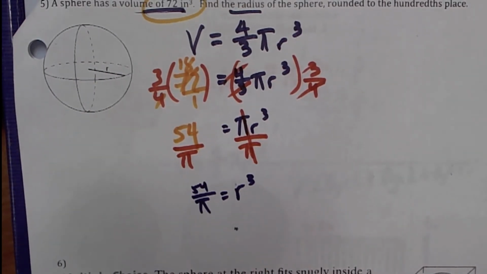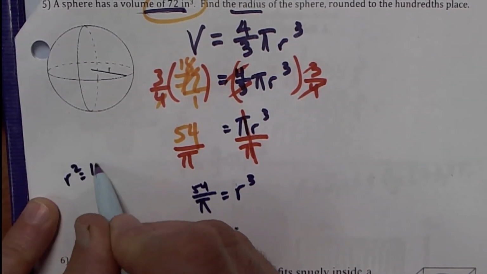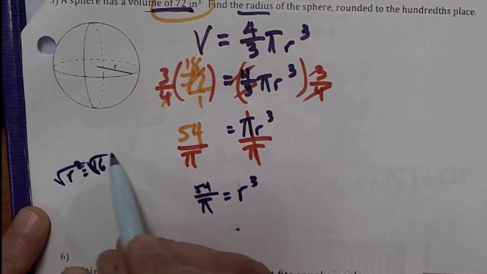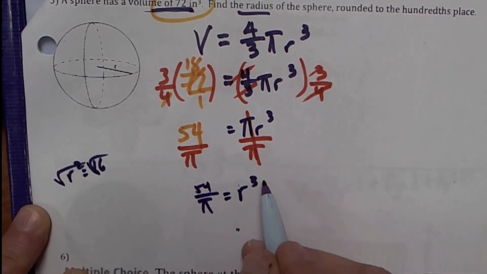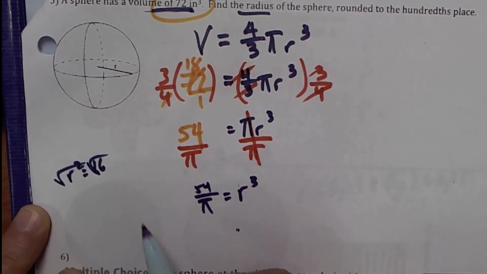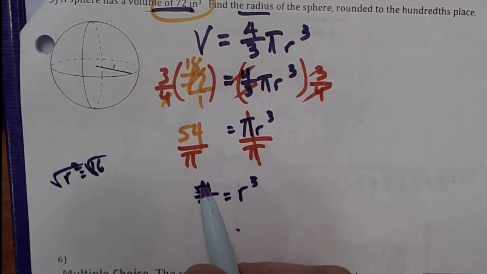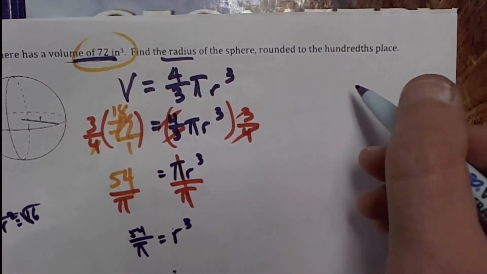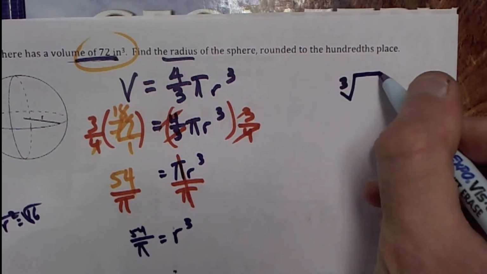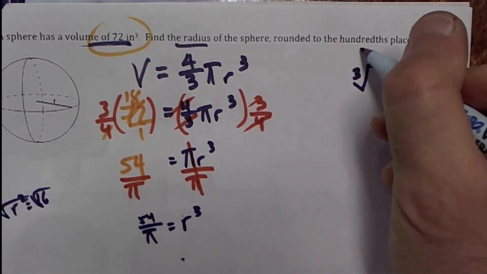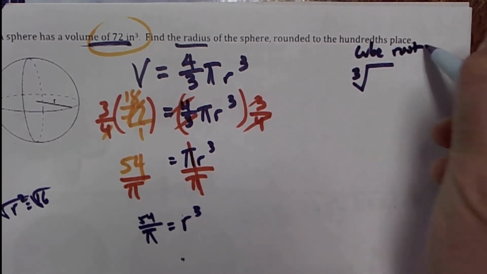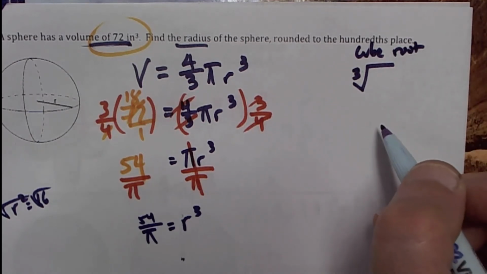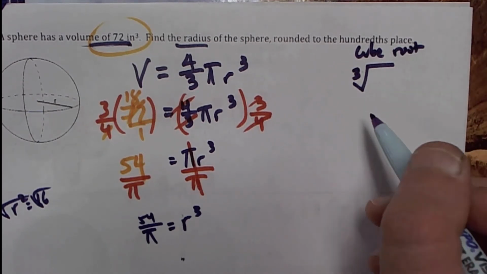So how do I get rid of this? If it was a squared, like r squared equals 16, we square root it, okay? So what we're going to do is something called a cube root. It's like a square root, but it's the inverse of a cube instead of a square. The symbol, by the way, is a 3 with this root here. This is called cube root. Okay.